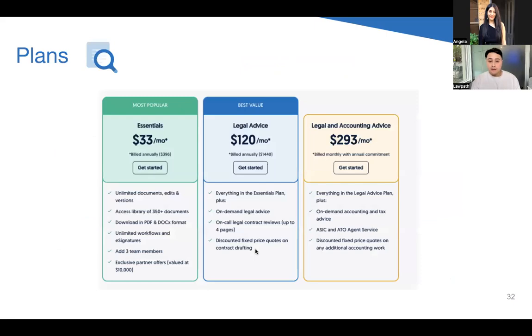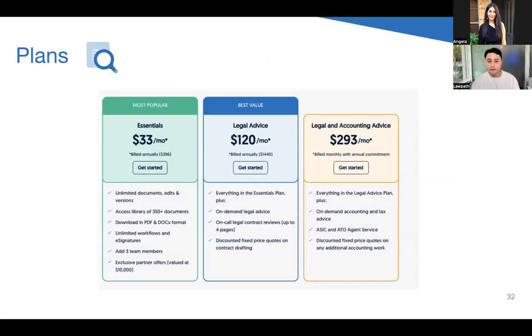Now, in terms of our plans, we do have 3 main plans on offer. Towards the left, we have our Essentials plan, which is the 372 documents, which is unlimited access to all of them. You can also use e-signature for your own documents and our documents. You can download our documents in PDF and Word file.